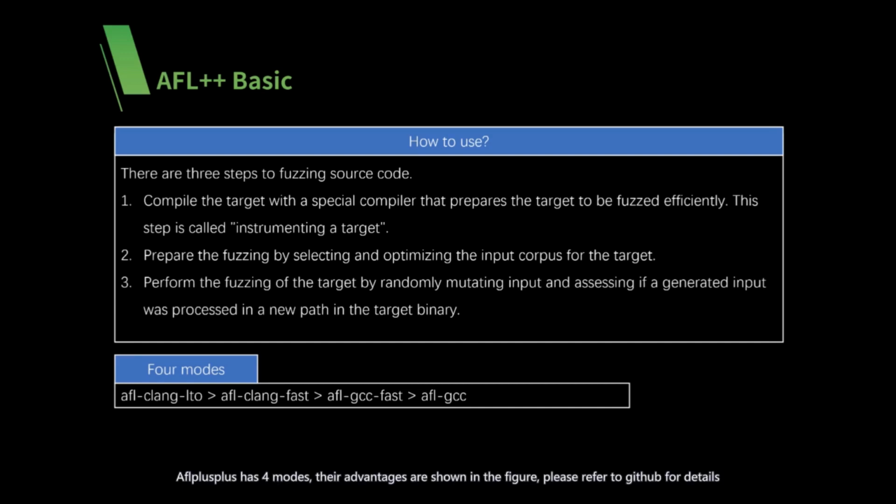AFL++ has 4 modes. The advantages are shown in the figure. Please refer to GitHub for details.